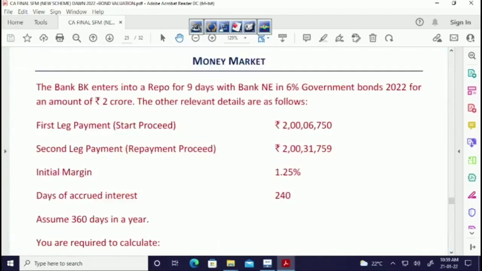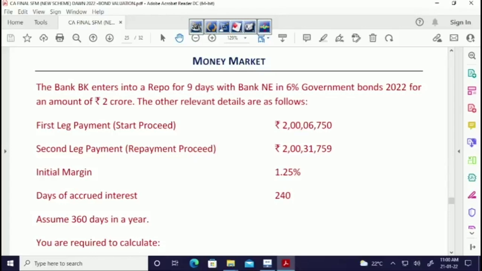Bank BK enters into a repo for 9 days with Bank NE in 6% government bond 2022 for an amount of 2 crores. So 2 crore is the face value of the security sold. It's a 9 days repo, and 6% is the coupon. The other details are first leg 2 crore 6,750.